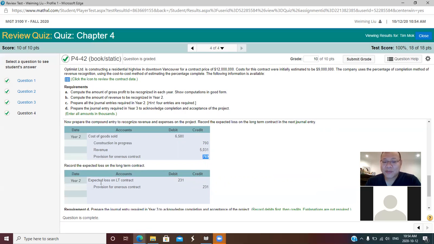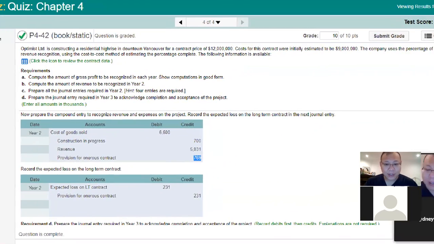You debit expected loss for year 3, 231,000. You credit the provisions for onerous contract, 233. Sorry, 231. In total, this entry and the provisions for onerous contract, these two together in total should be $1 million. Okay. So does that make sense? Let me just show you a little bit better.